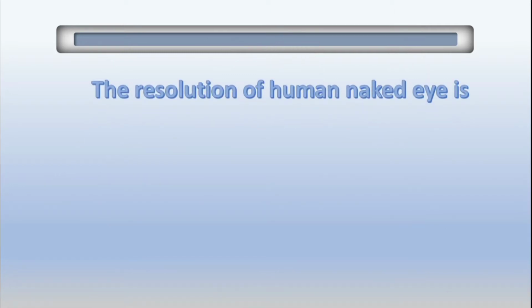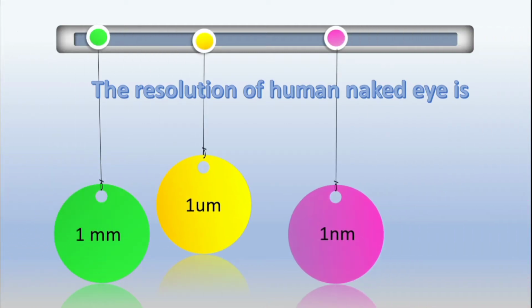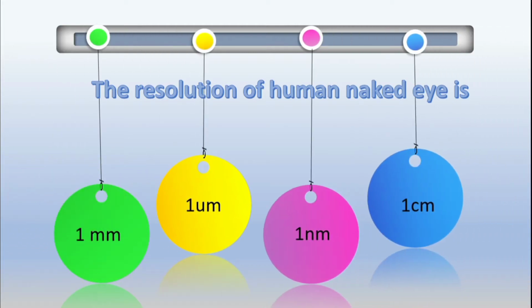So let's start the quiz. The resolution of the human naked eye is 1 millimeter, 1 micrometer, 1 nanometer or 1 centimeter. Now what's the resolution? Resolving power is the ability of the eye or an optical instrument to differentiate between two points or lines. Here the resolving power of the human naked eye is 1 millimeter. And if we take the term megapixel, it's 576 megapixels for the human eye.